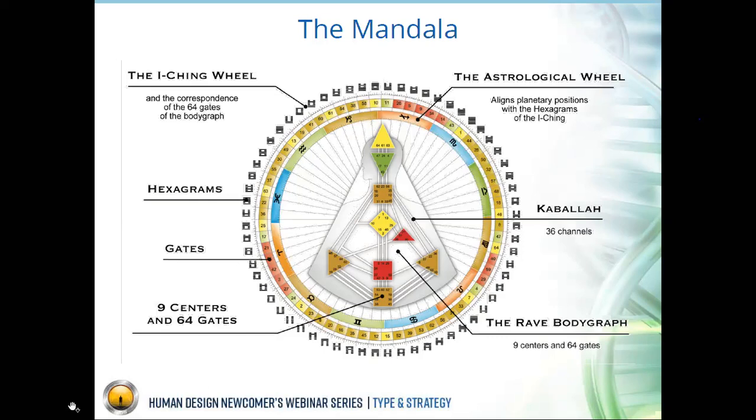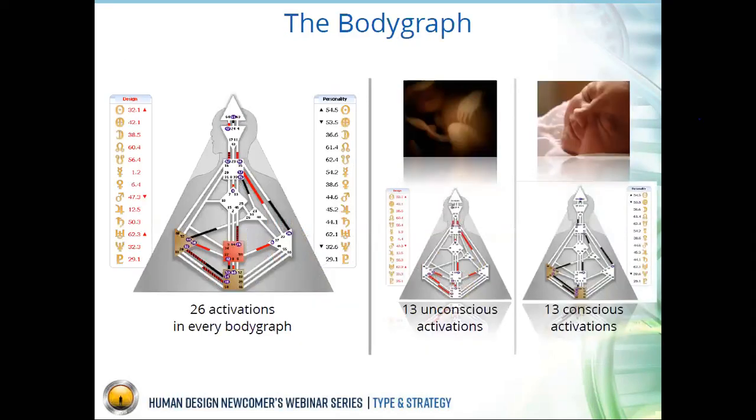The body graph shows 9 centers, which are energetic hubs that evolved from the Hindu chakra system. And the lines that connect all of the shapes, we call channels, and they are influenced from the Kabbalah, the Sephiroth, and the pathways in the Kabbalah. When we analyze a body graph, we pull it out so we can actually see. And each body graph has 26 activations.